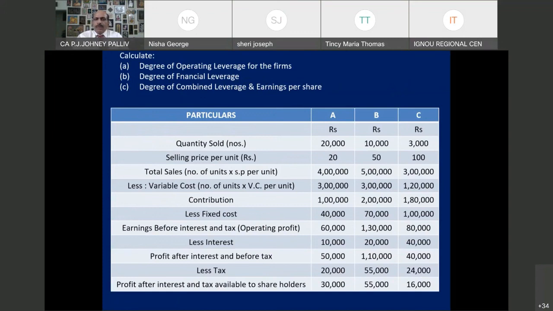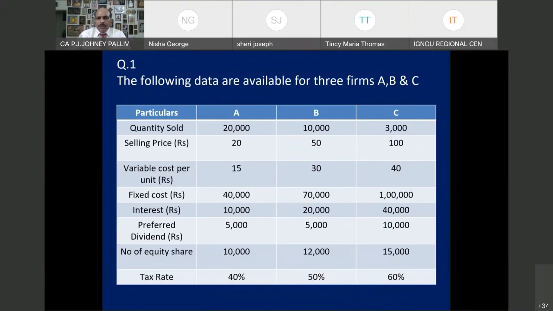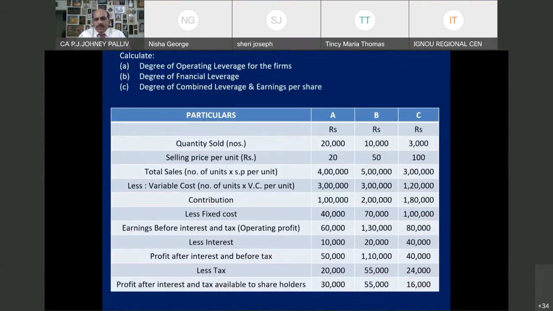So EBIT, operating profit, minus interest is equal to profit after interest and before tax. 60 minus 10, 50. 130 minus 20, 110. 80 minus 40, 40. Now we are going to apply the tax rate. What is the tax rate? 40%, 50%, 60%.